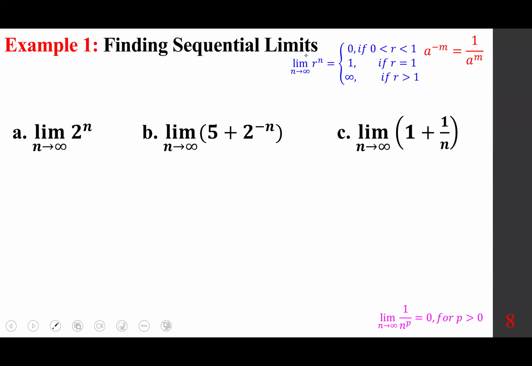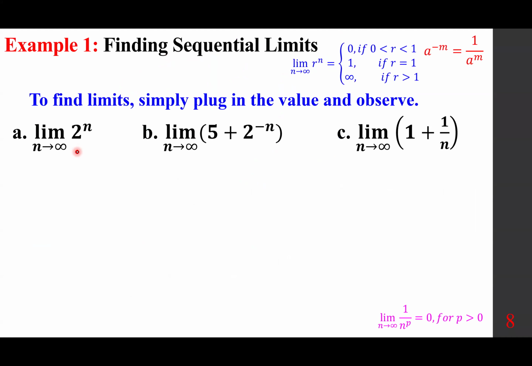All right, example one, finding sequential limits, reminding everybody of that, and a to the power minus m is 1 over a to the power of m. So let's start with this. Just plug in. To find limits, simply plug in. So if I plug in, I get 2 to the power of infinity. The limit of r to the power of n as n approaches infinity is infinity if r is larger than 1. So if this number is larger than 1, any number, 2 to the power of infinity is infinity, which, if they ask, means it diverges.